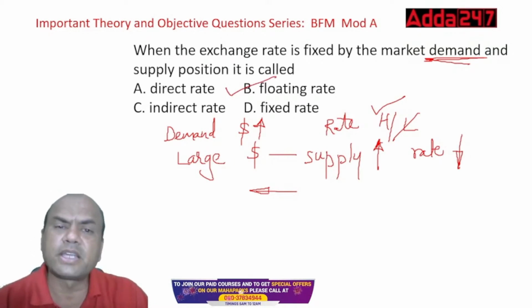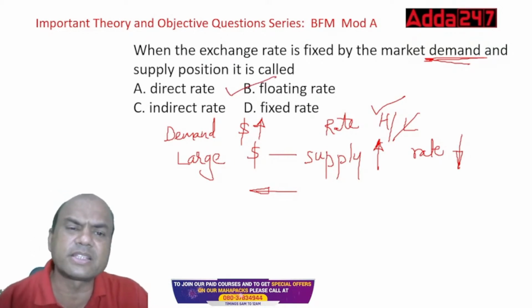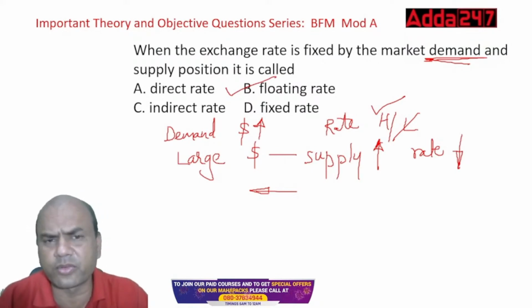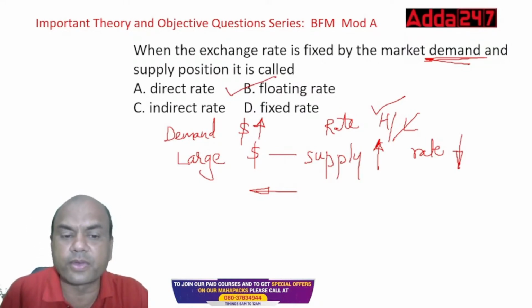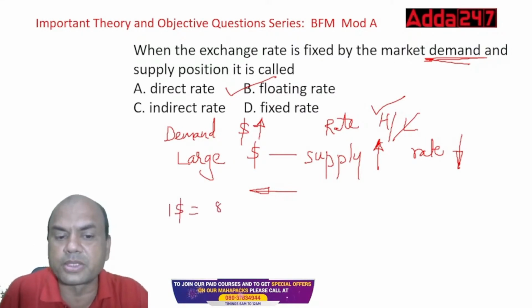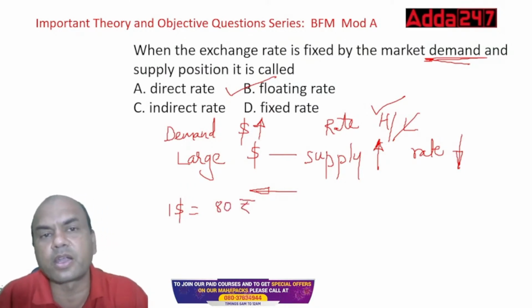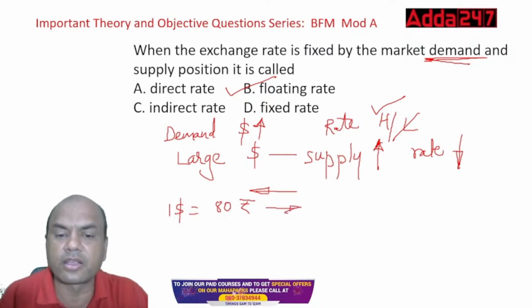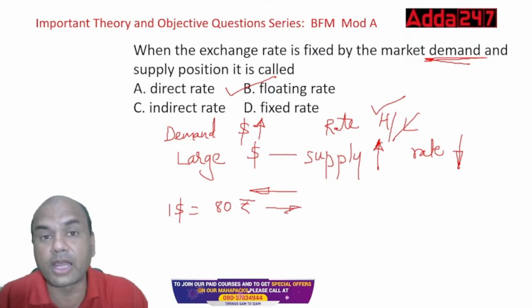Remember, fixed and floating, these are the two main rates. What is this direct and indirect? Direct and indirect rates are also there. What do we use in India? So if I say $1 equals 80 rupees, what is this now? Is this a direct rate or indirect rate? Type in the comment section. Give me the rate. Direct or indirect?